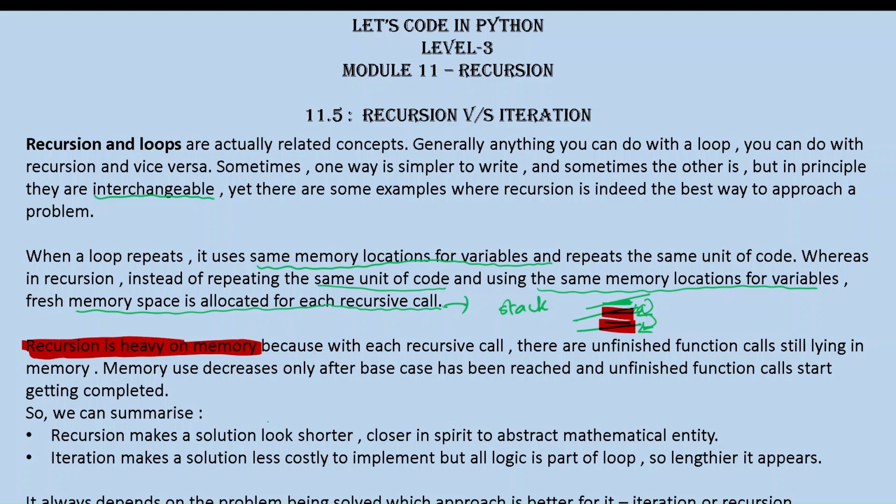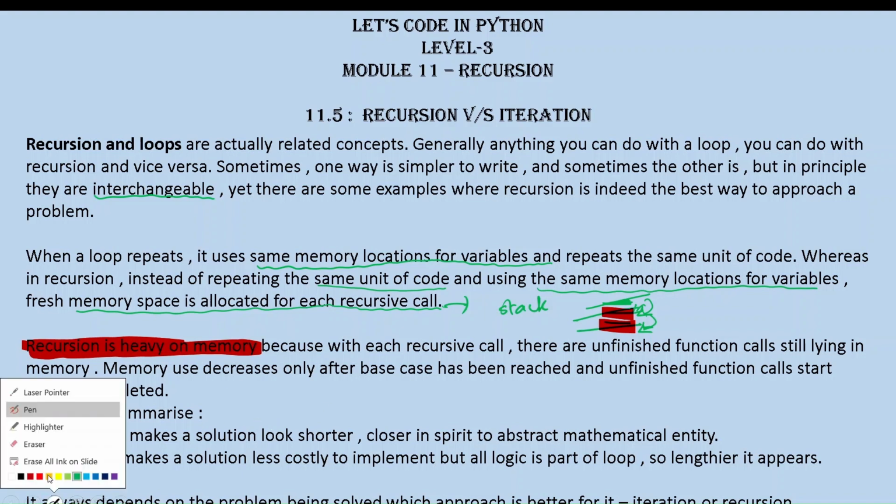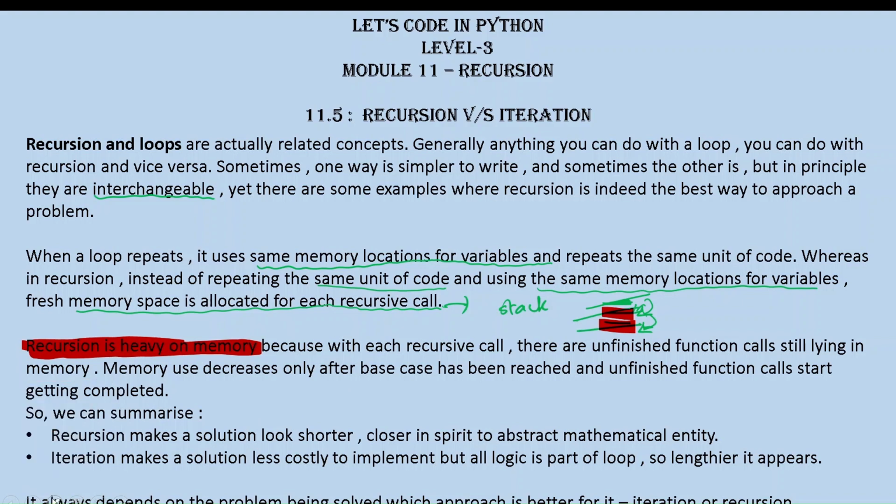Okay, so we can summarize that recursion makes a solution look shorter. Let me change the highlighting color. Okay, so we can summarize it like this, that recursion makes a solution look shorter, closer in spirit to an abstract mathematical entity. An iteration makes a solution less costly to implement, but all logic is part of the loop, so it appears lengthier.